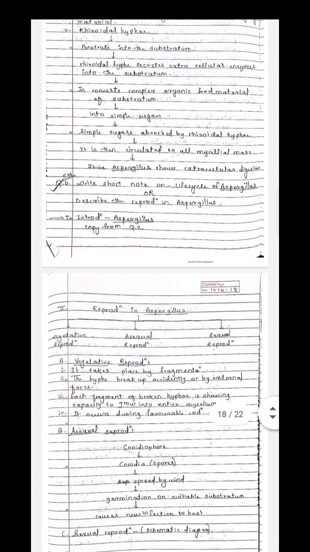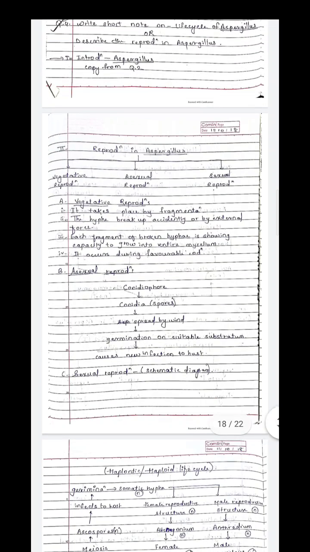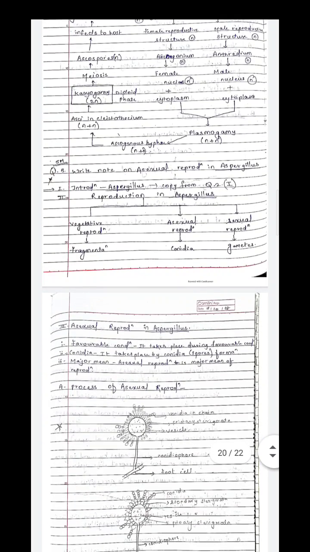Then next is about reproduction in Aspergillus. Aspergillus shows vegetative, asexual and sexual reproduction. Vegetative reproduction takes place through fragmentation. Asexual reproduction takes place through conidia, and sexual reproduction takes place by the formation of gametes. Shortly we discuss one by one.